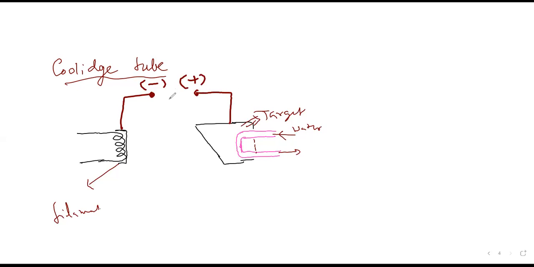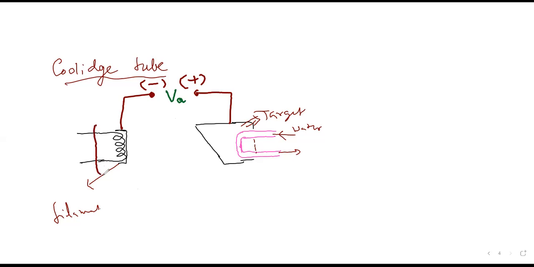So is this thermionic emission then? Yes, correct. Now we are maintaining one potential difference of V0 here. This is the accelerating voltage. Let me write here, this is the accelerating voltage, VA.